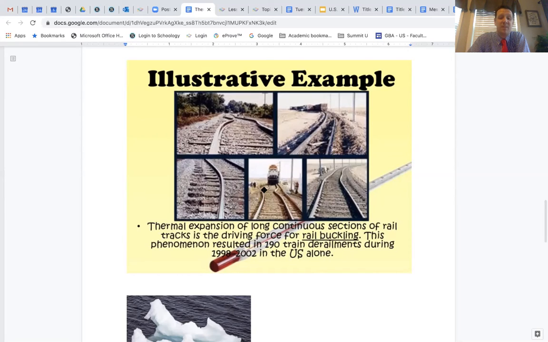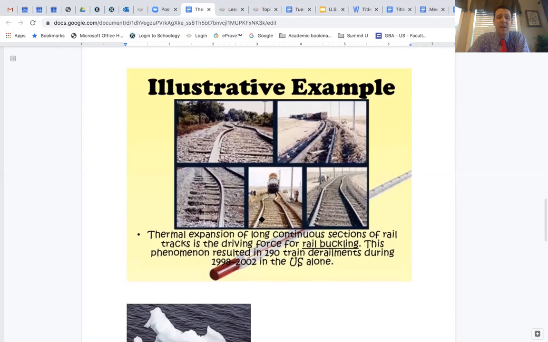But they actually have to build expansion and contraction joints into the railway. And you actually can see expansion and contraction joints built into many, many roadways. You can even see it on sidewalks.